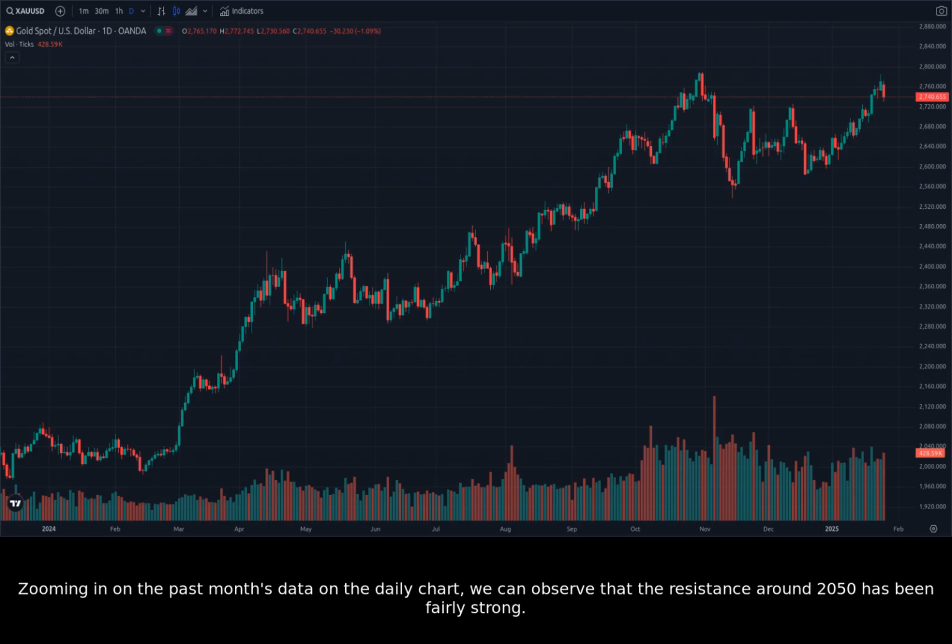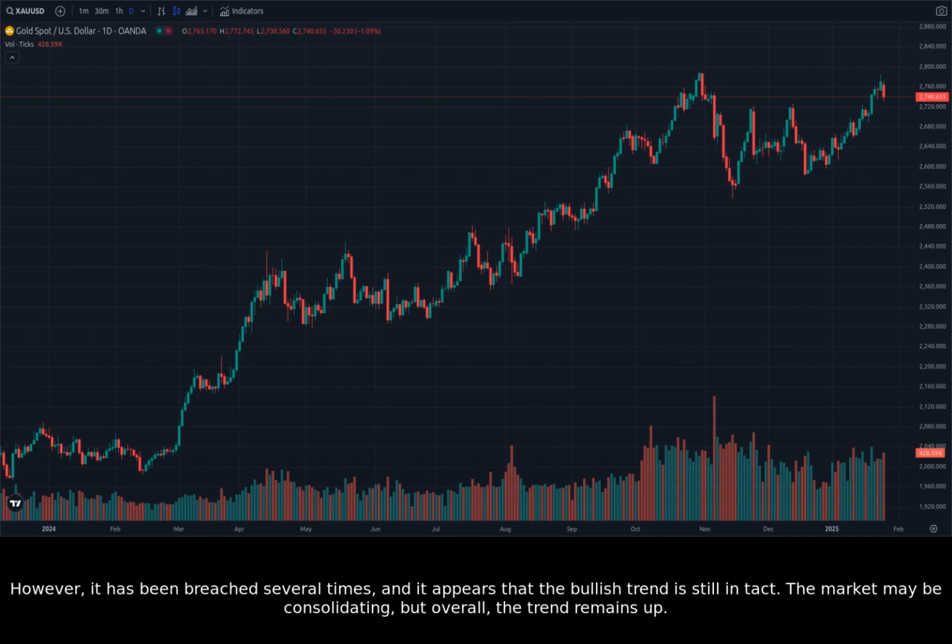Zooming in on the past month's data on the daily chart, we can observe that the resistance around 2050 has been fairly strong. However, it has been breached several times, and it appears that the bullish trend is still intact. The market may be consolidating, but overall, the trend remains up.